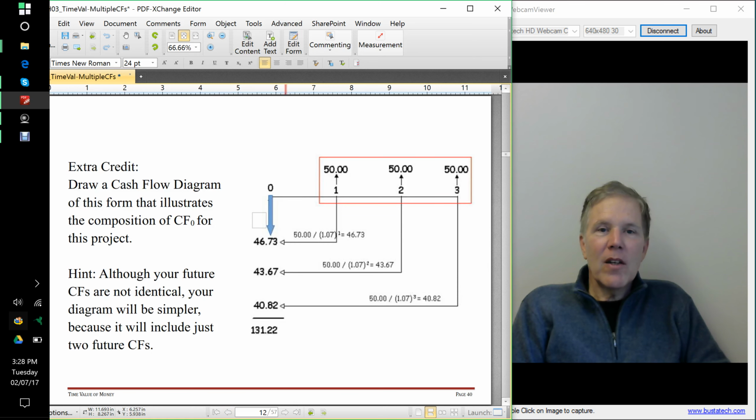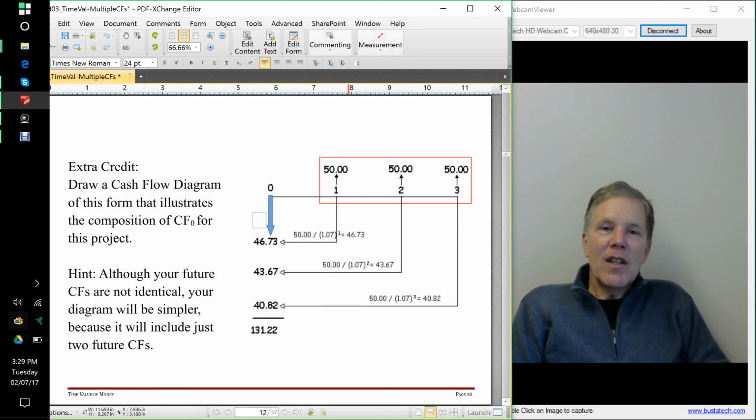All right, so now let me go back to the extra credit portion of this. Notice for this problem, I didn't draw a cash flow statement. A good thing for you to do at home for extra credit would be to draw a cash flow diagram for this project of this form. So this is a cash flow diagram for this project, from the lender's point of view. It's clearly for a different project, where we have 3 annual payments of 50,000 coming back to us.